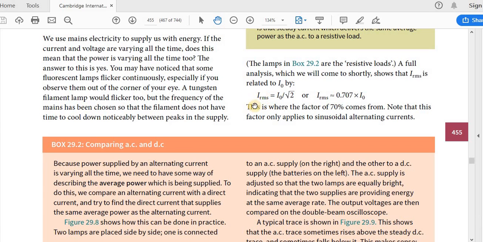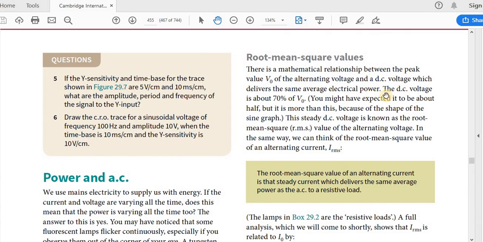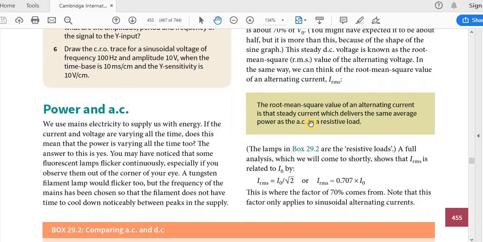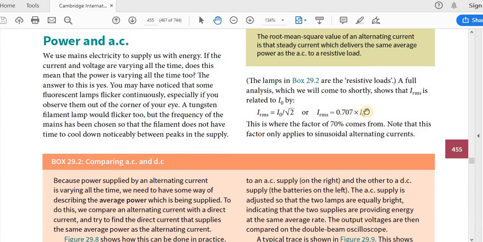We already learned that r.m.s is equal to 70% of I0, the peak value. Here the DC voltage is about 70% of V0. Similarly, we can apply it for the current also. So 70% of this I0 is equal to 0.707. If you convert it to a percentage, it will be 70%. So this r.m.s is 70% of I0.